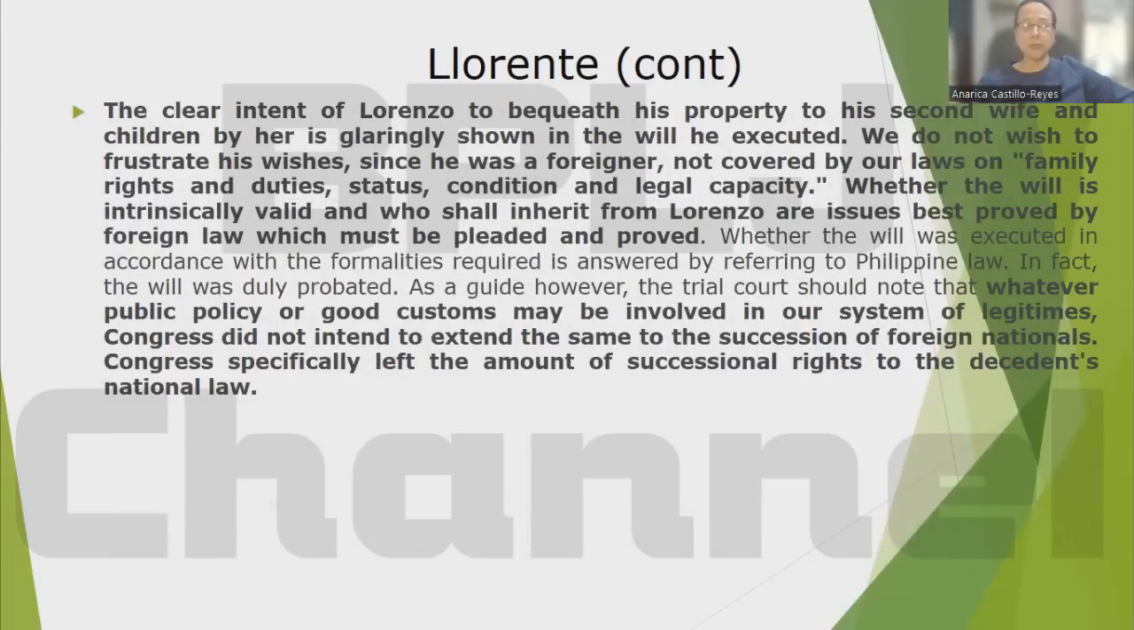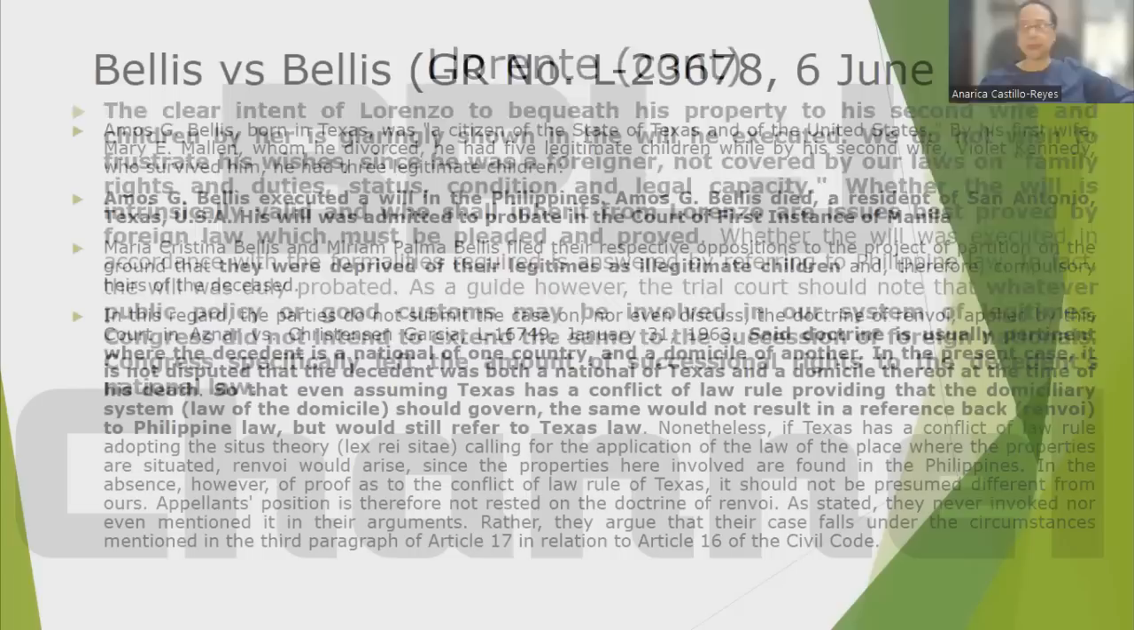So the clear intent of Lorenzo to bequeath his property to his second wife is shown. We do not wish to frustrate his wishes since he was a foreigner not covered by our laws on family rights and duties. Whether the will is intrinsically valid and who shall inherit from Lorenzo are issues best proved by the foreign law, which must be pleaded and proved. Whatever public policy or good customs may be involved in our system of legitimes, Congress did not intend to extend the same to the succession of foreign nationals.